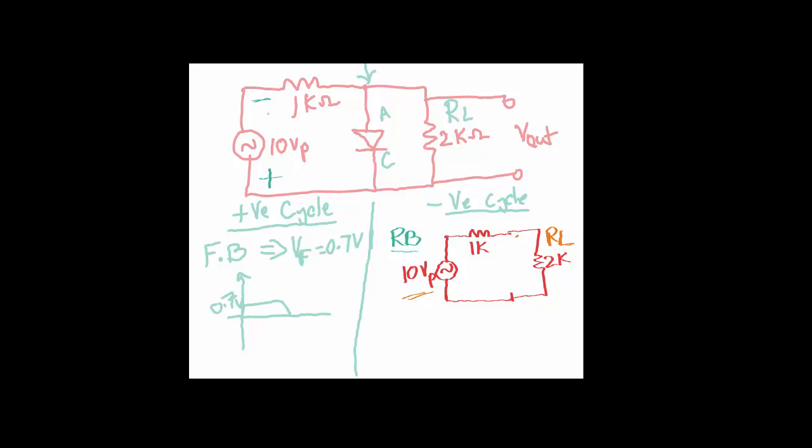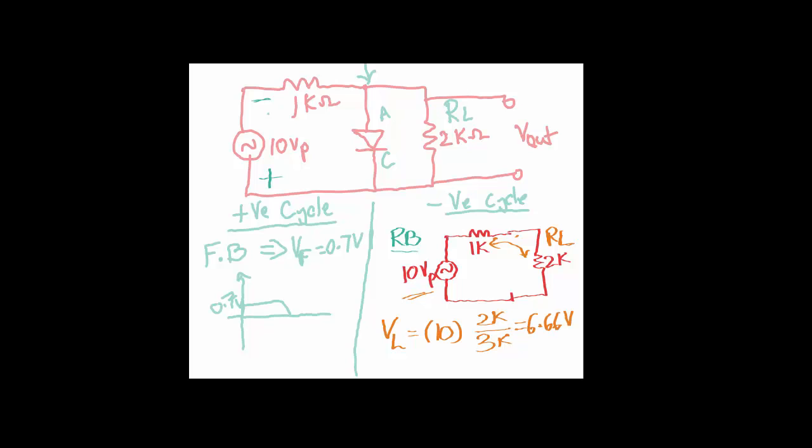So what we can do is apply the voltage divider. The voltage across the load resistor is equal to the total source voltage times the load resistor, divided by the total resistance. If you observe, these two resistors are in series, so the total resistance is the sum of the two resistors. In this case, 1K plus 2K, it's a total of 3 kilo ohms. So you will see 6.66 volts.